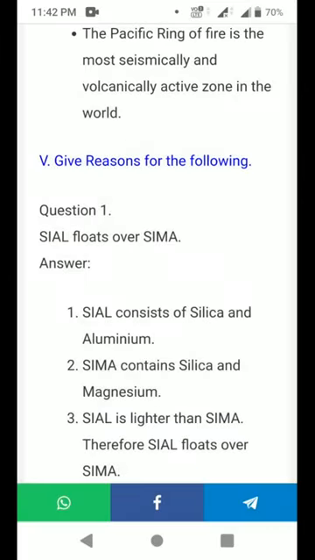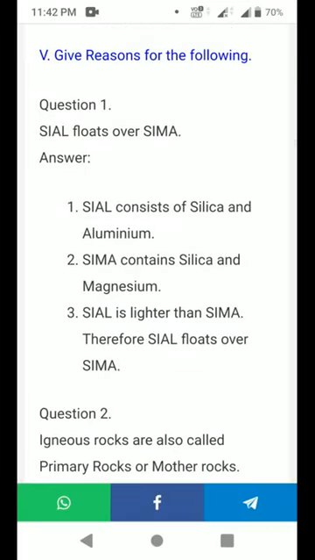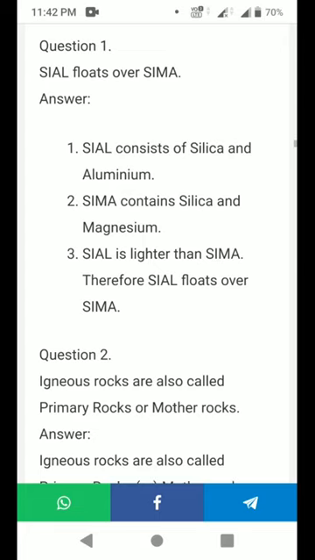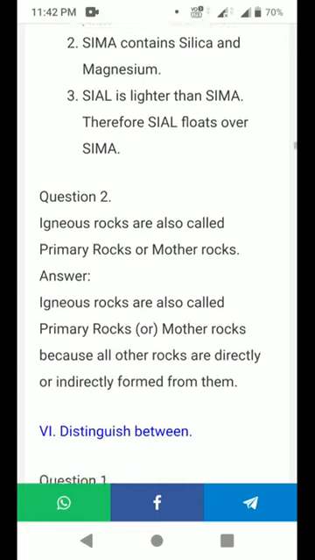Next one, give reason for the following. Question number 1. Sial floats over Sima. Answer: Sial consists of silica and aluminium. Sima contains silica and magnesium. Sial is lighter than Sima, therefore Sial floats over Sima.